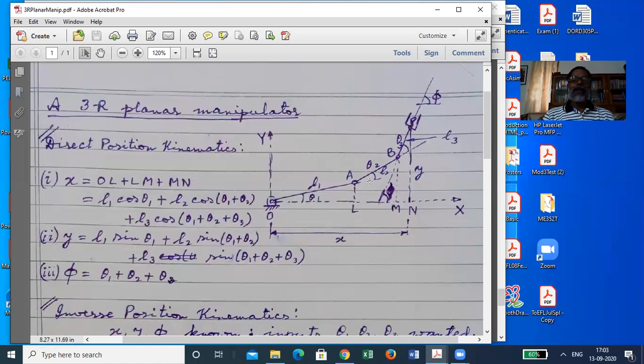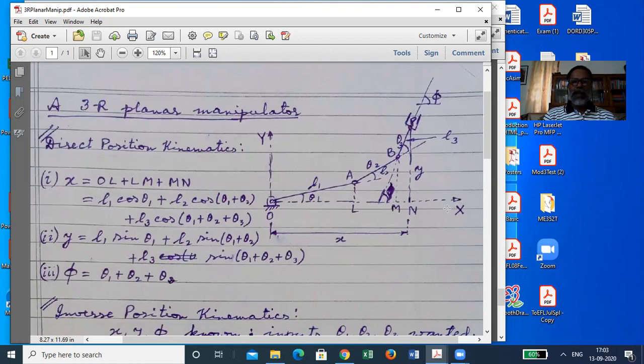Okay, so relative orientation. Here each relative orientation is given by the local one only, and for the total orientation you have to add up everything. Fine. So this is x.